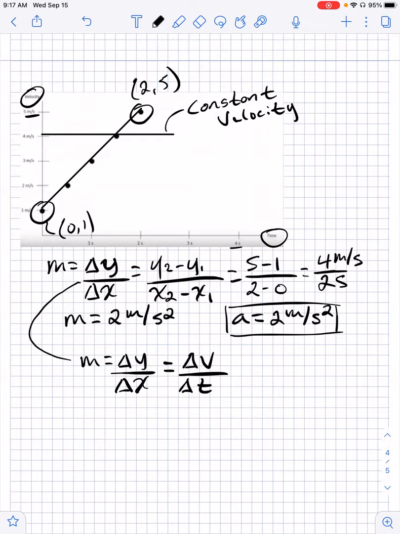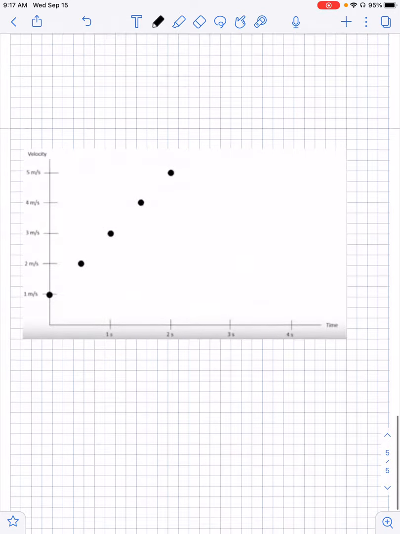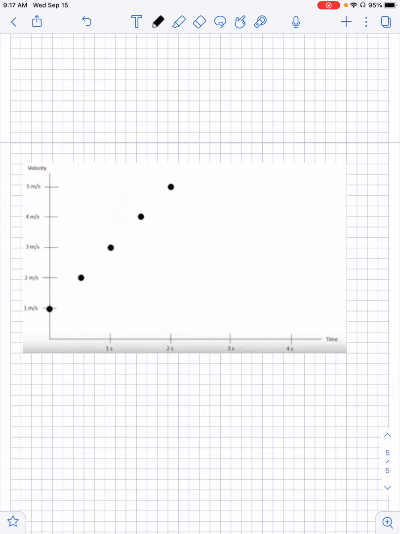All right, so let's look at another thing we can do with these velocity time graphs. We can actually use a velocity time graph to determine the displacement of an object. And so to do this, we're going to use another trick. Okay, we're going to find the area underneath the curve. So let's say, for instance, the question is, what is the displacement of this object after, let's say, 2 seconds.